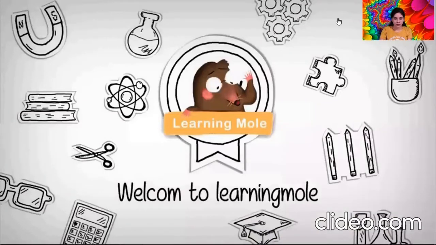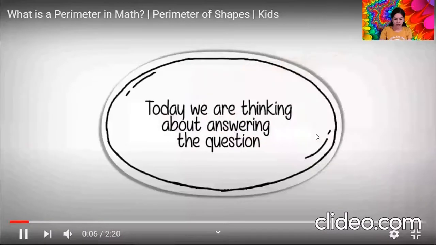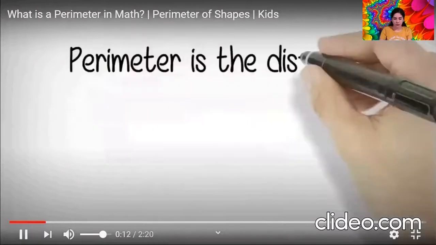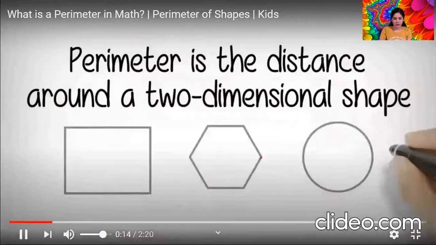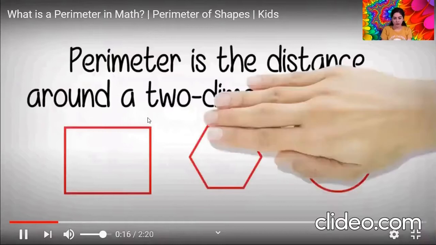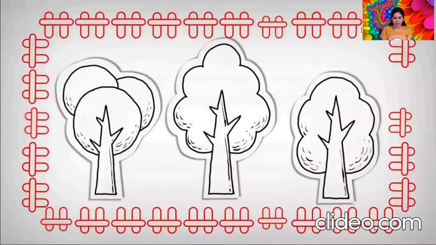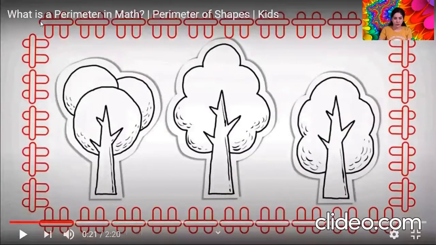Welcome to Learning More. Today we are thinking about answering the question, what is perimeter? Perimeter is the distance around a two-dimensional or 2D shape. If you imagine a garden, perimeter is the fencing that goes around the garden. For example, here we want to know what is the perimeter of this. Okay, can you see what shape is this? It's a rectangle, right? It's a two-dimensional shape.